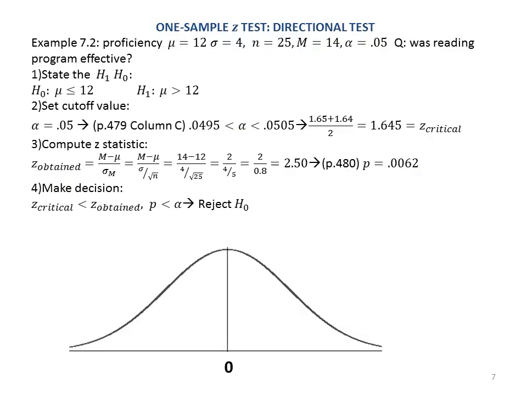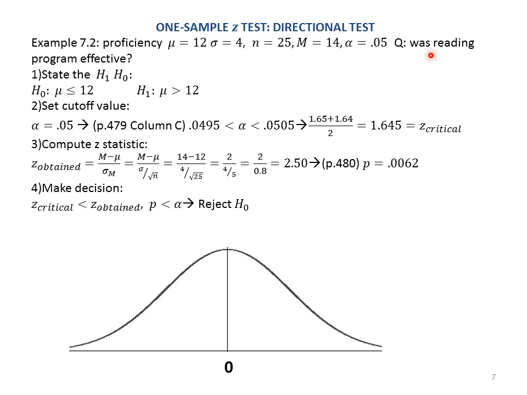We just did a non-directional test, so this is an example of a directional test. The population is elementary school students, and their reading proficiency mean is 12, and the standard deviation of the population is 4. If we select 12 children from a reading program, and their reading proficiency mean is 14, and we set the alpha level or level of significance at 0.05 or 5%.